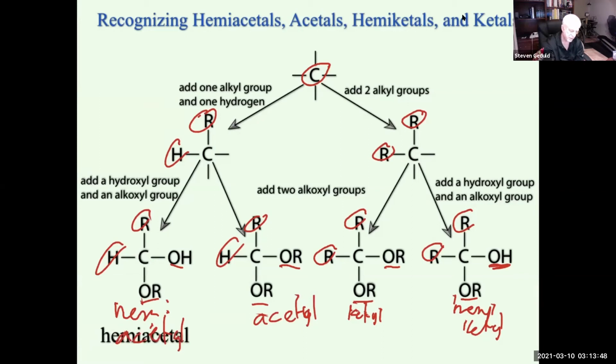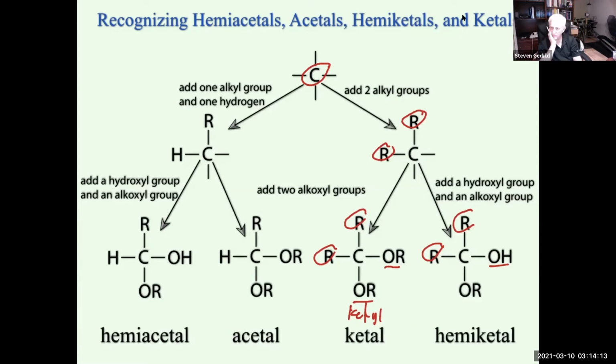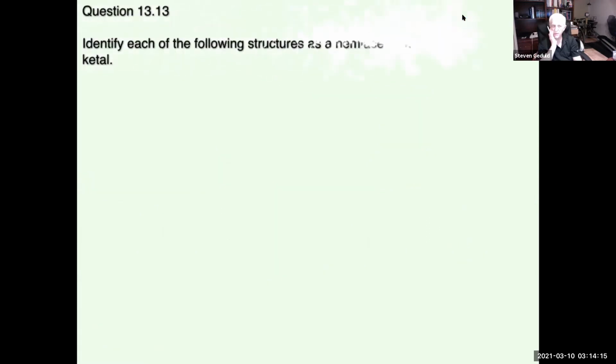I'll get some of those words out of the way here again. So there's your hemiacetal. And there is your acetal. Then your ketal and your hemiketal. Okay. Identify each of the following structures as a hemiacetal, acetal, hemiketal, or ketal.